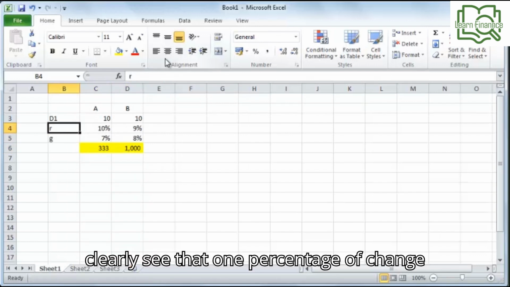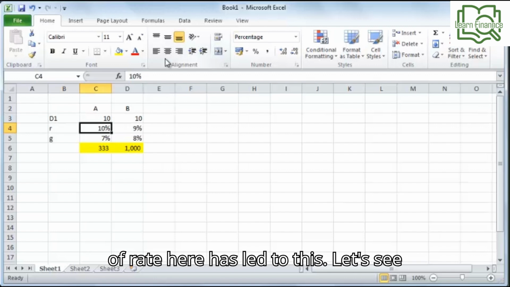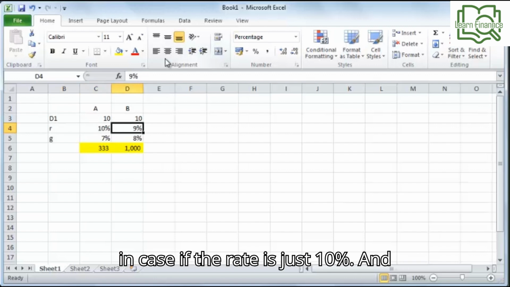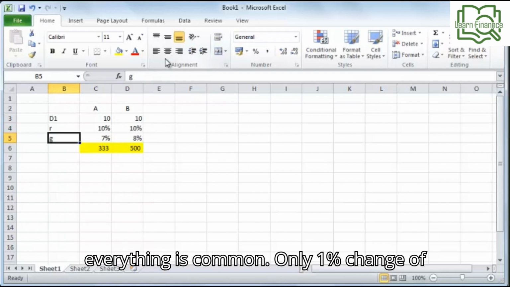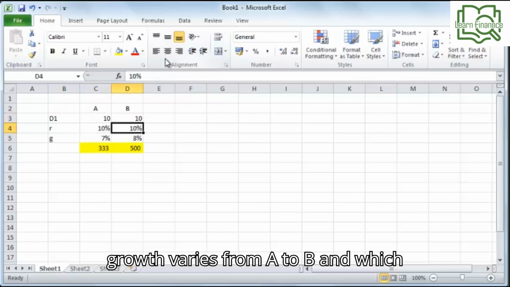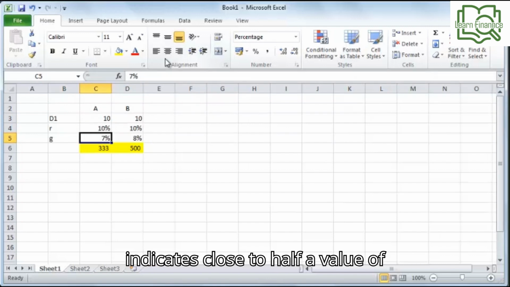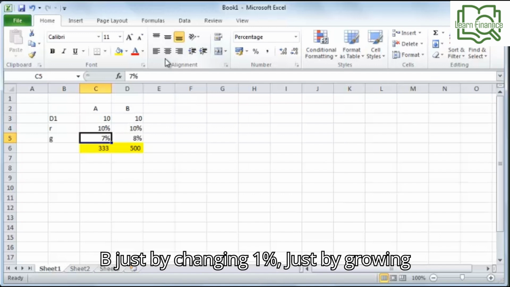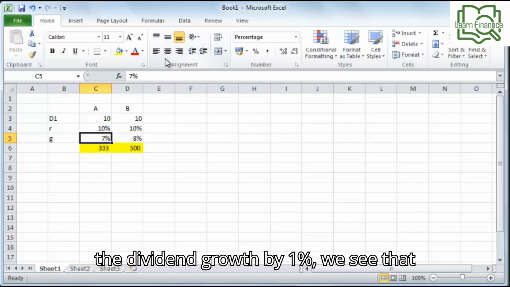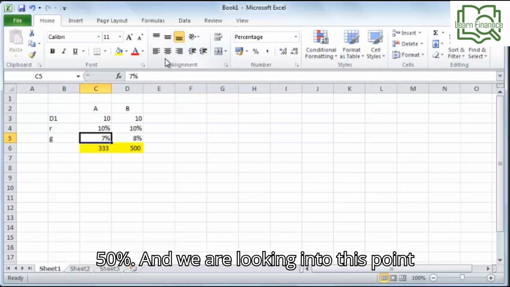So we clearly see that a 1% change of rate here has led to this. Let's see the case where the rate is just 10% and there is only a 1% change in growth. Everything is common, only a 1% change of growth varies from A to B, and the value of Company A increases by close to half in the case of Company B just by changing 1%. Just by growing the dividend growth by 1%, we see that the value has drastically increased by 50%.